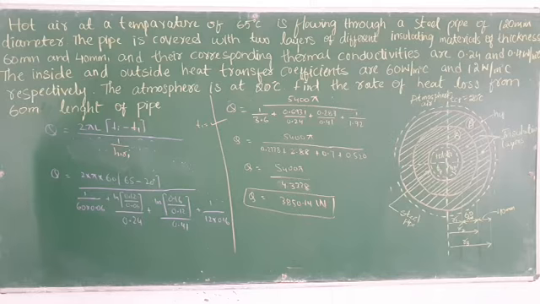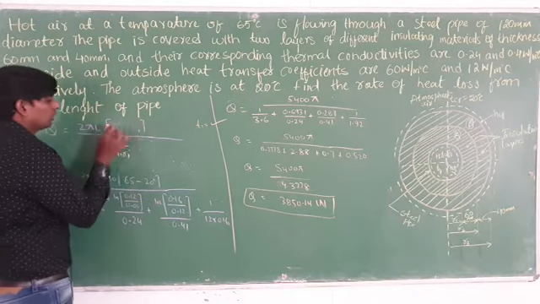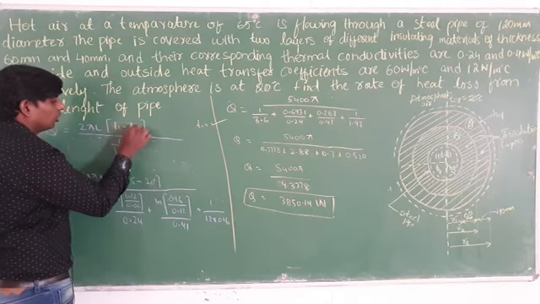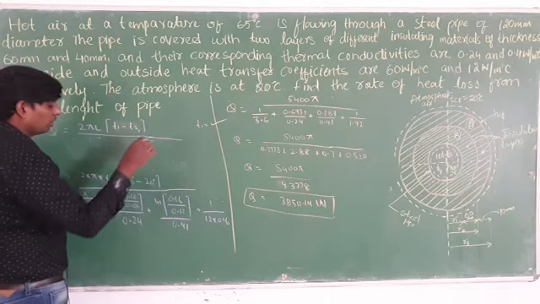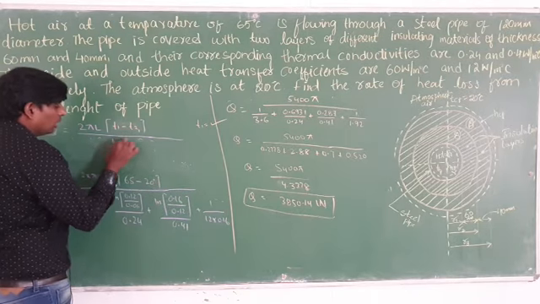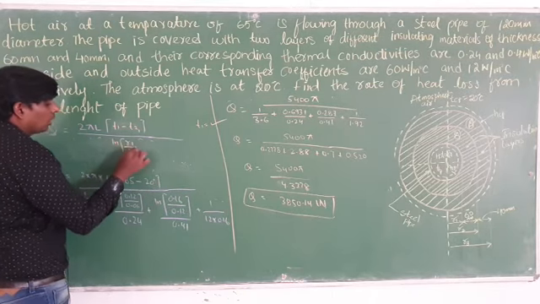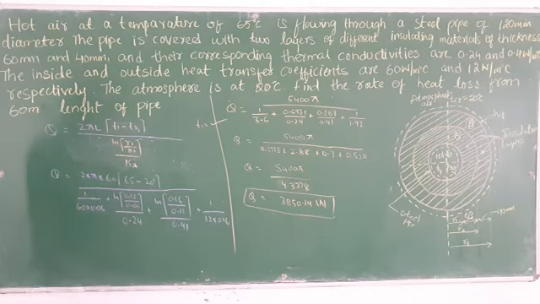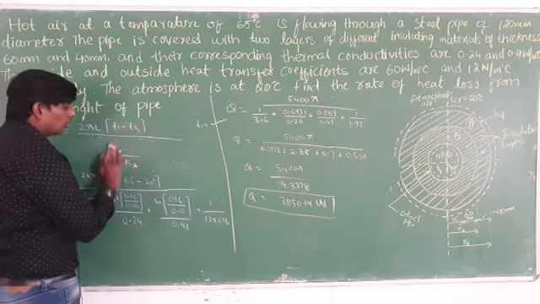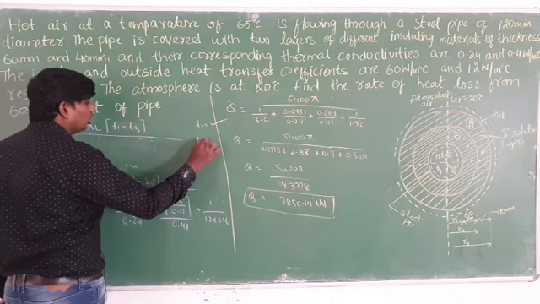Suppose you want to find T2, what do you have to do? See here, T1 minus T2. In between that there is ln of R1 by R2, divided by what you have to take, Ka. Then from this you will get the value of T2.